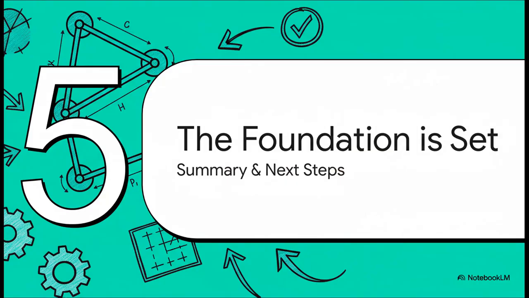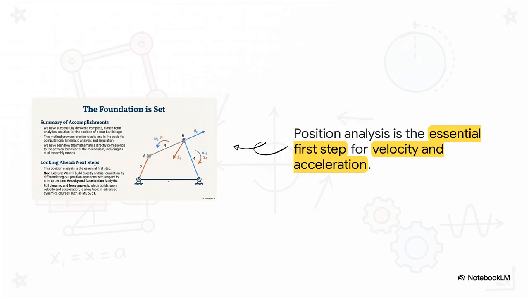All right, let's bring it all home. Let's wrap this up by summarizing what we've accomplished and, more importantly, looking at where this all leads. So let's recap. We have successfully derived a complete closed-form solution for the position of a 4-bar linkage. We now have the exact mathematical tool we need for any kind of computer simulation. But you know, knowing where the linkage is, that's really just the beginning. The next big question is, what's next?